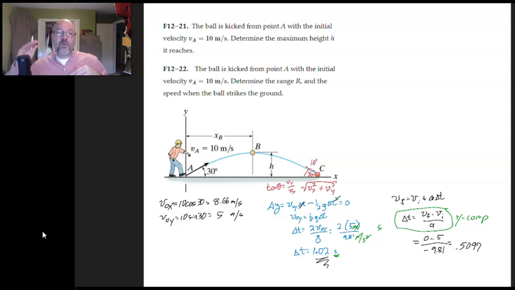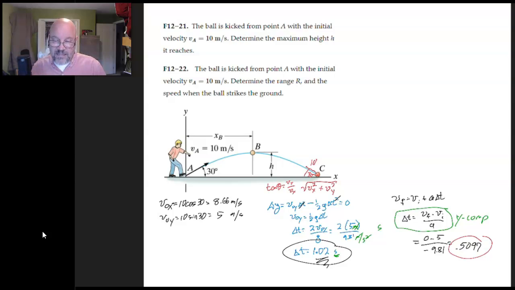But if you were shooting up on top of a cliff or shooting off of a cliff down, then you couldn't say that it was half of the total time of flight. That would be wrong. But this kind of result is going to work no matter what your situation is. So that's good. Now, let's get to finding the height.